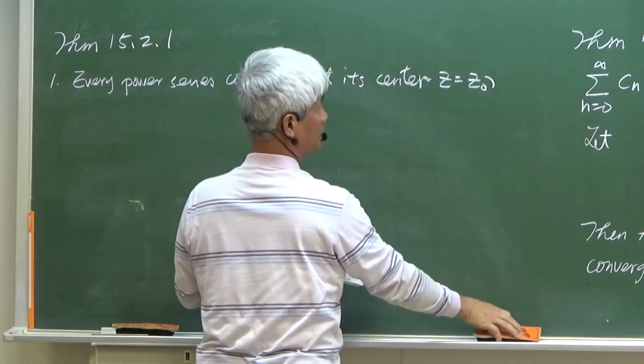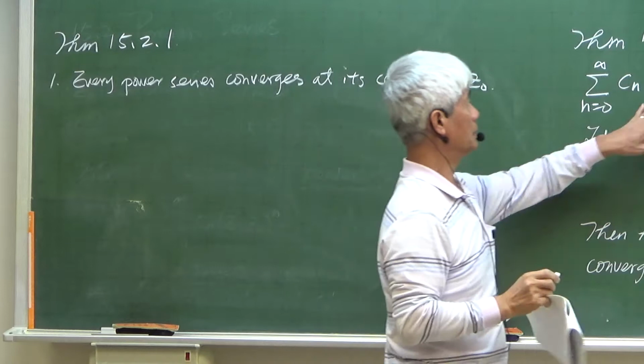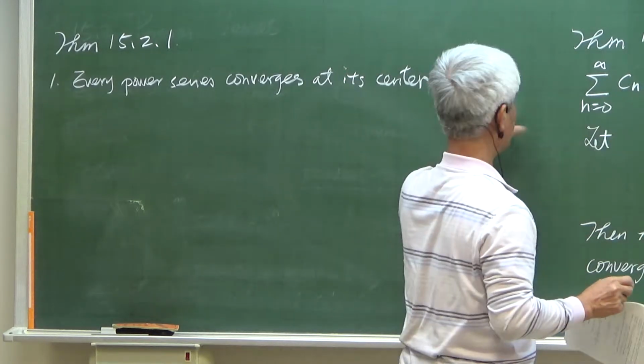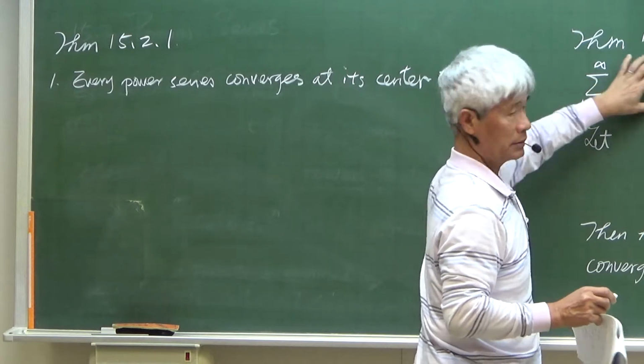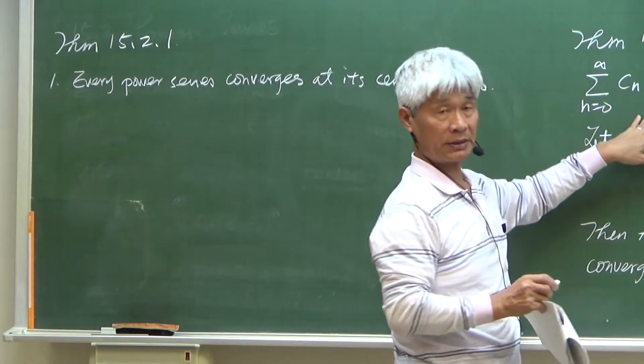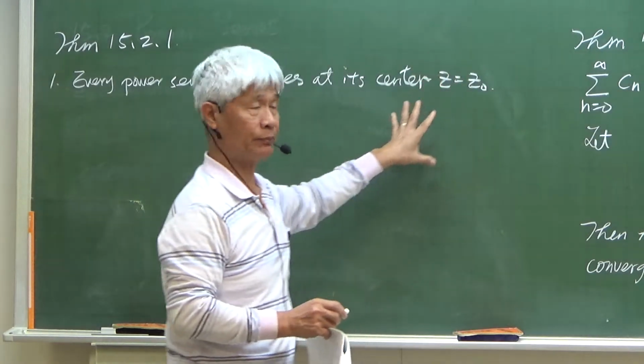Why? Because when z equals 0, here all the terms except the constant term are 0. So it is equal to c0, right? So it's quite simple.